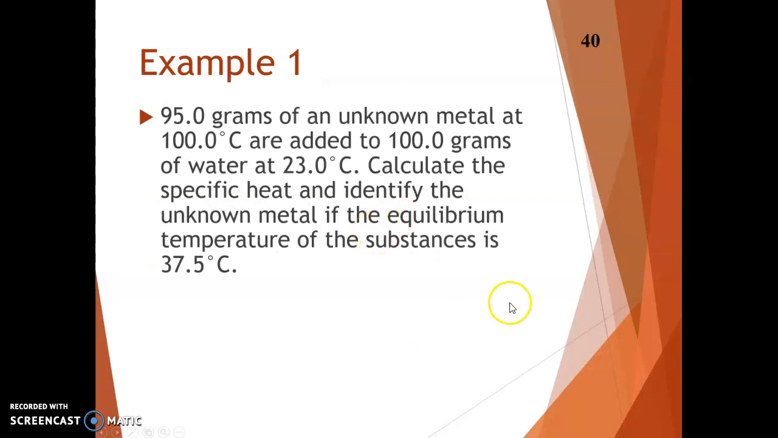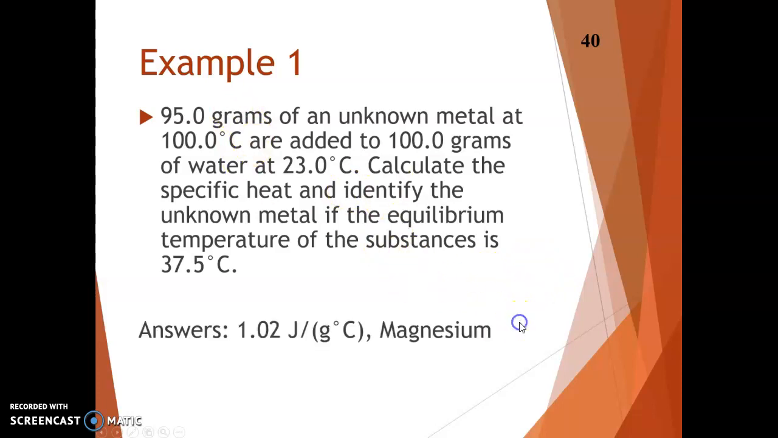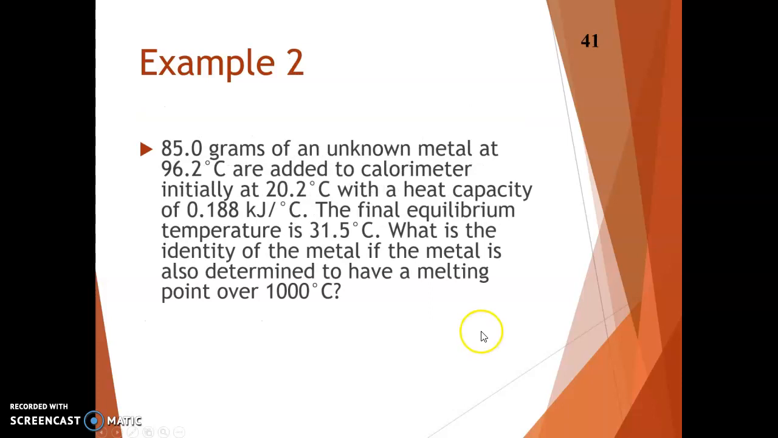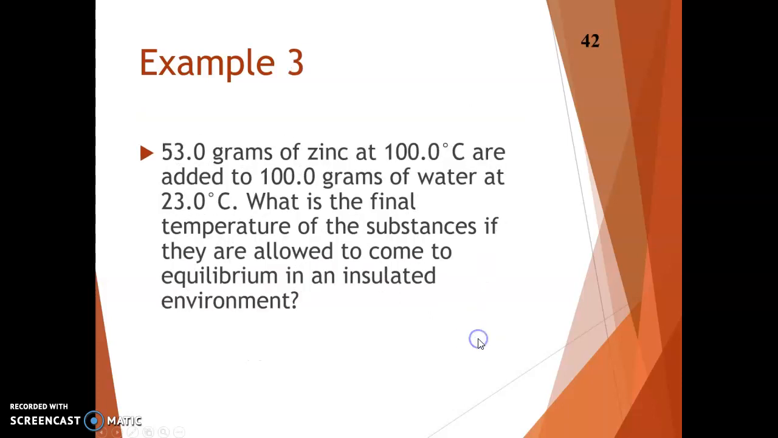So we're going to do a few examples of this. I'm actually going to come back in the next video, so you can just pause it, write the questions down, and that should be the answer. And then example 2, and that should be the answer. And example 3, and this should be the answer.